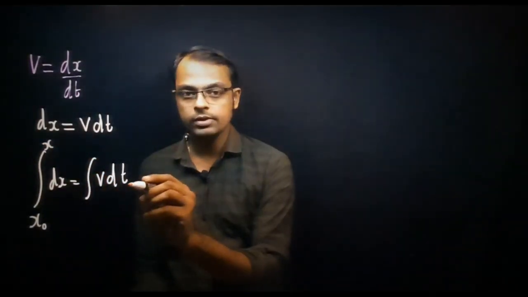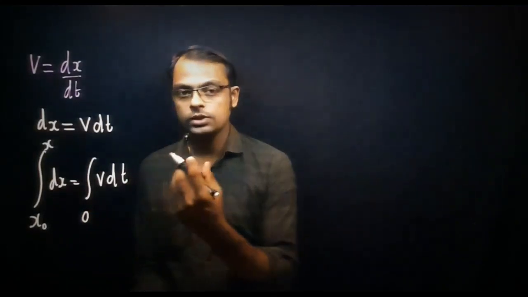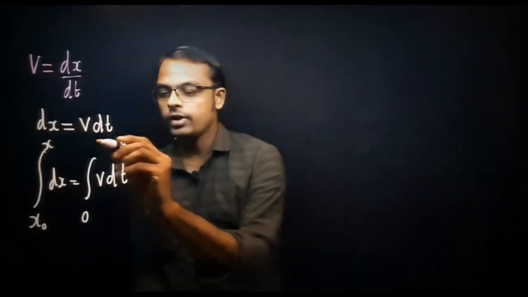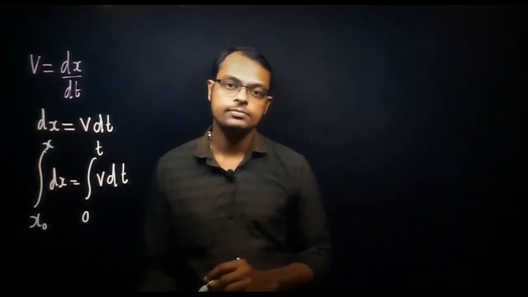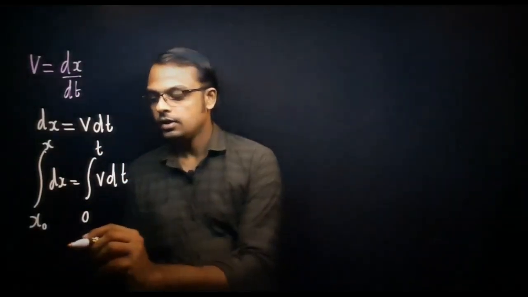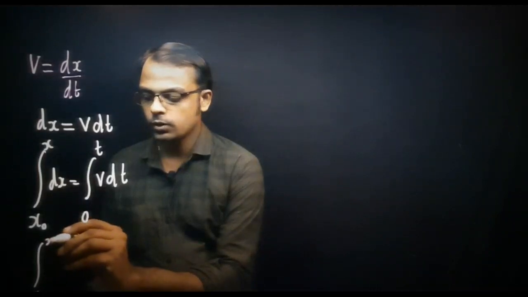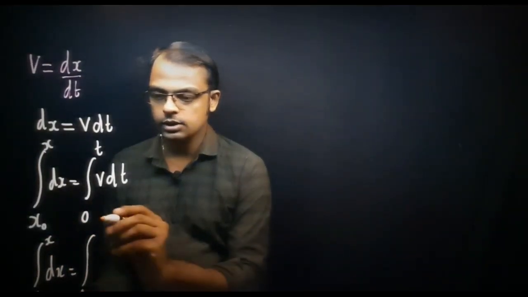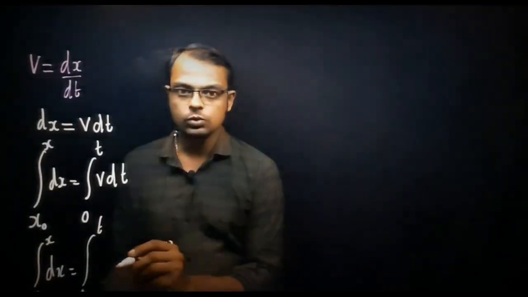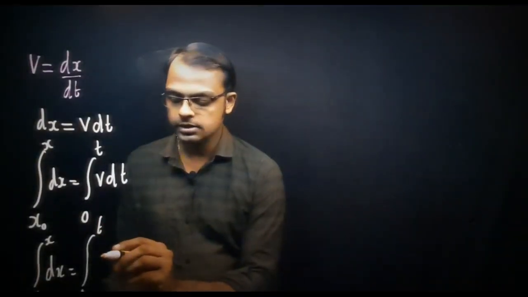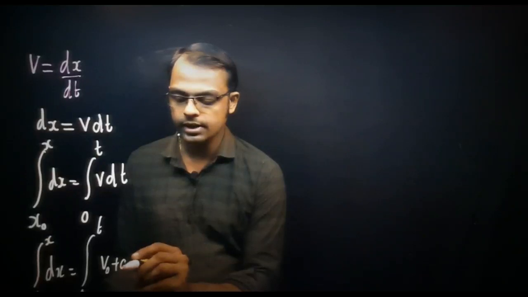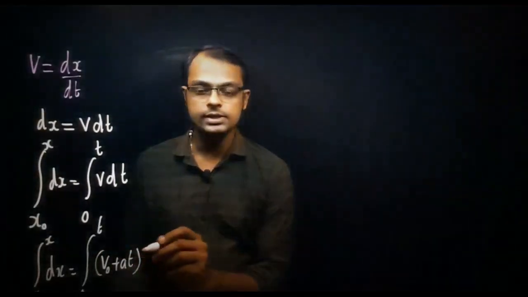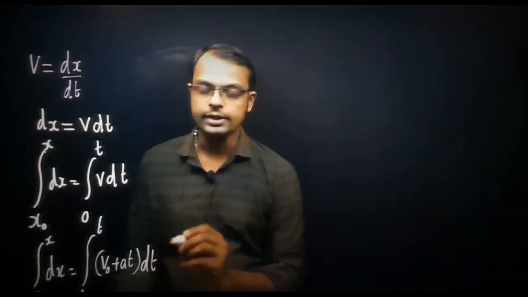Here the time is variable, right? So I can write it as 0 is the initial time. So we consider t is equal to 0. Now final time is given as t. Now do the integration. Integral x0 to x dx is equal to integral 0 to t, what is v equal to in the first equation of motion? That is equal to v0 plus at for a uniformly accelerated motion, v0 plus at into dt.